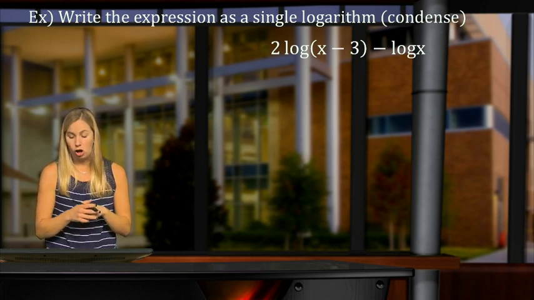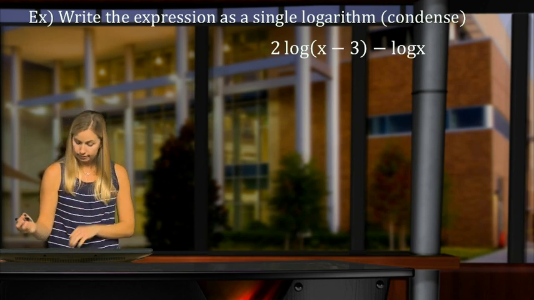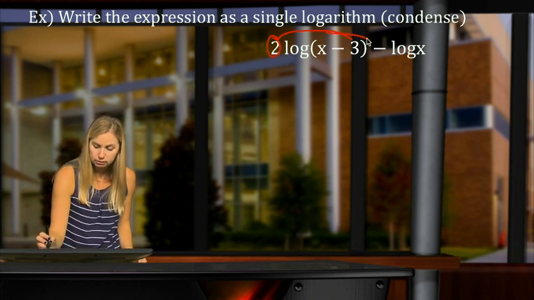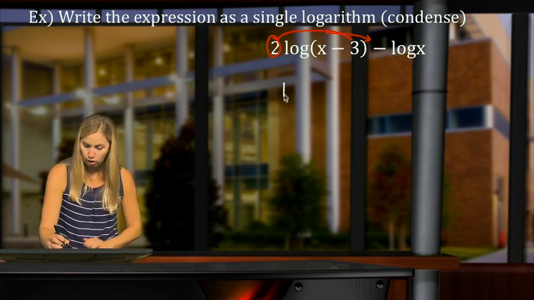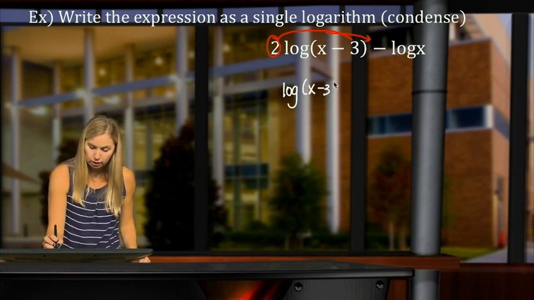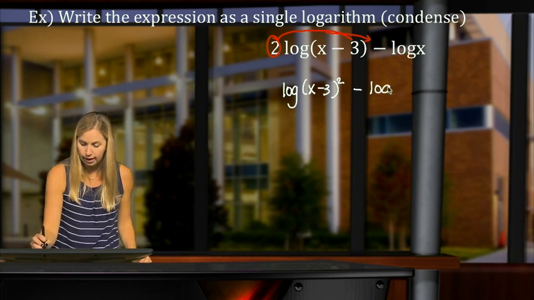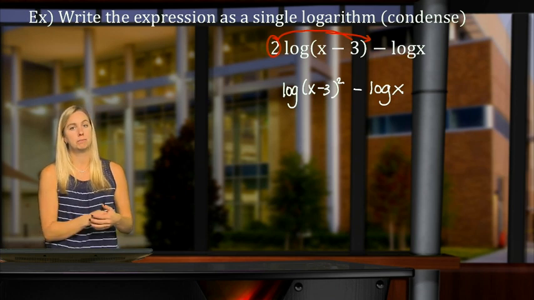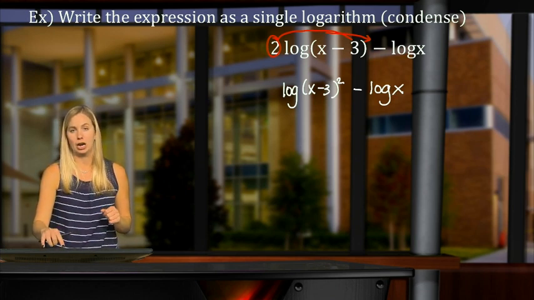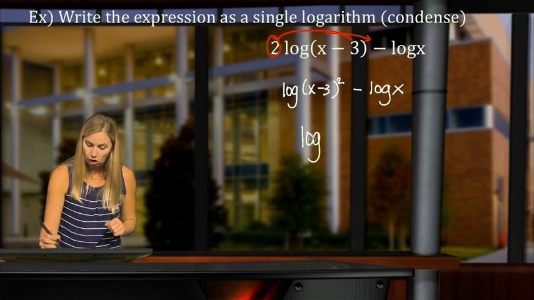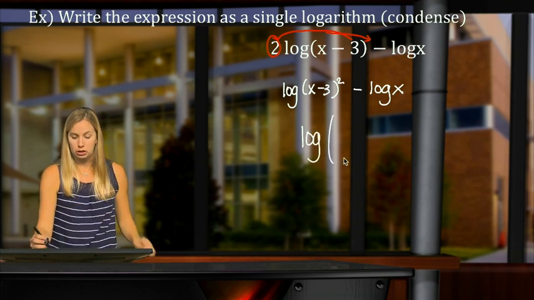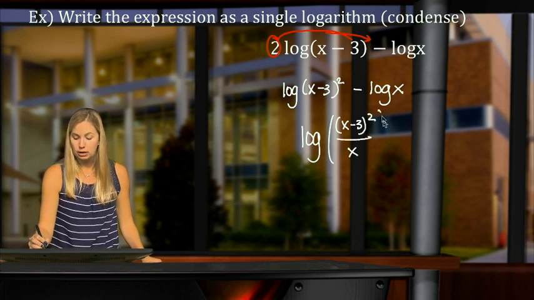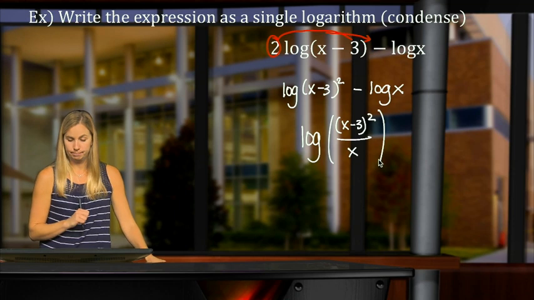2 times log of x minus 3 minus log of x. Again, we always start by making our coefficients exponents. So this is log of x minus 3 squared minus log of x. And then we don't have any addition to condense, so we skip to subtraction, and we condense subtraction using division. So this is log of, the first argument is the numerator, x minus 3 squared. The second argument becomes our denominator over x.